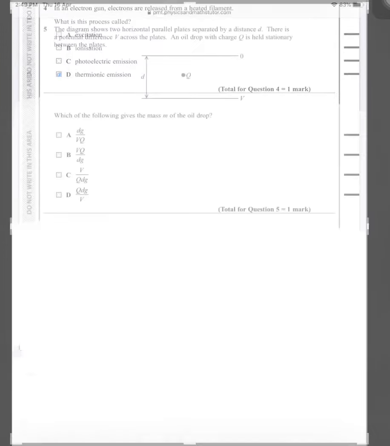Number 4, in an electron gun, electrons are released from a heated filament. What is the process called? This process is called thermionic emission. Pretty repetitive, we get it almost every year. So thermionic emission is when the filament has such high temperatures that the electrons have enough energy to be released from the surface of the metal. So the answer is D.